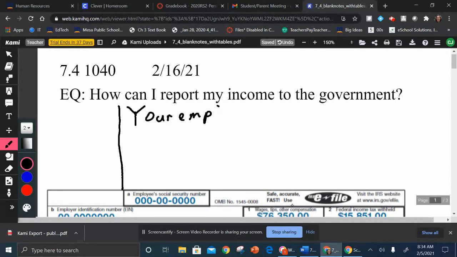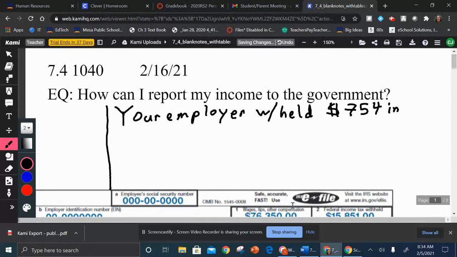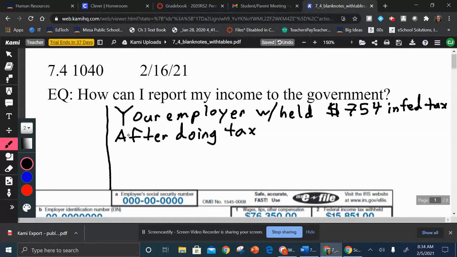employer withheld $750 in federal tax. Okay. After doing your taxes, after completing your 1040 form, most people do it electronically, but we're still going to go through this just so you know what you're filling out. Make sure you fill it out correctly.